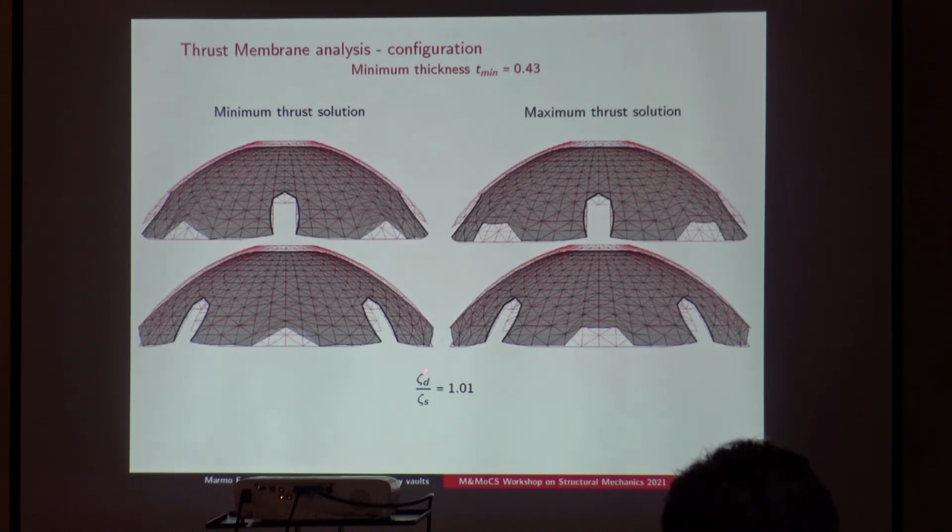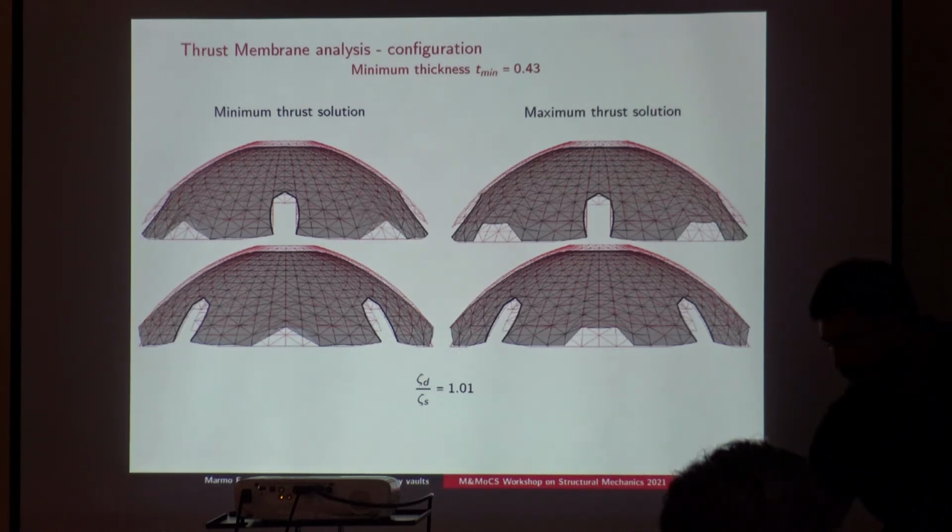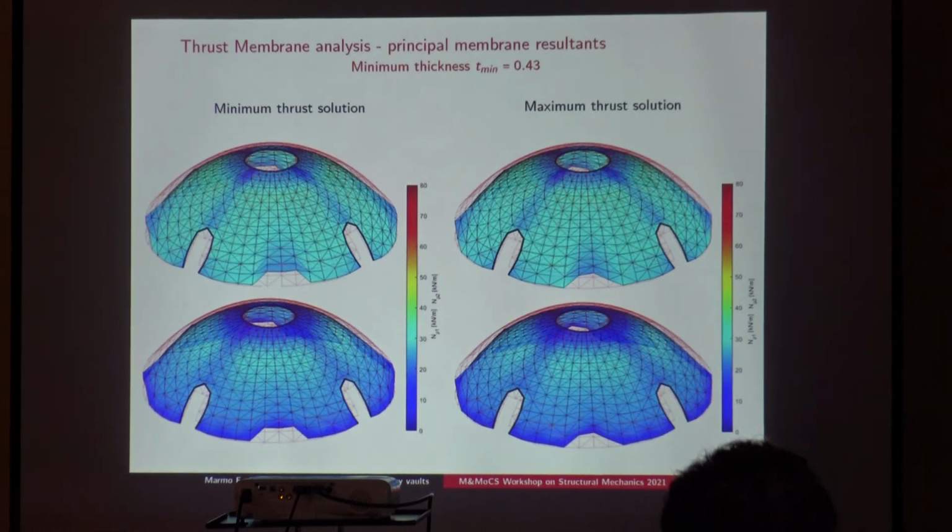The ratio now is approaching 1. And you can see visually that the two solutions are equal, both from the geometrical point of view and from the thickness point of view, from the stress values point of view.